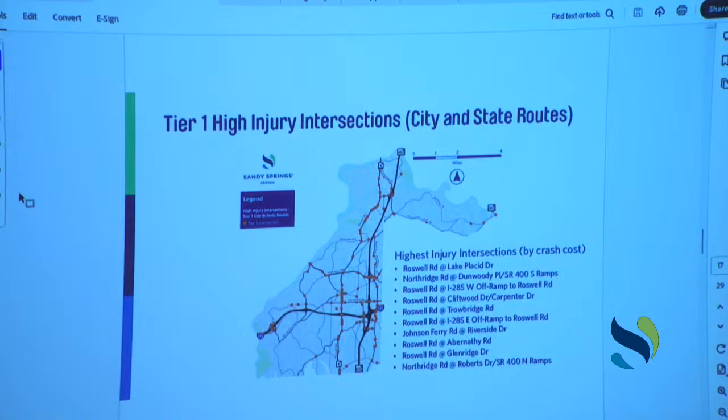Similarly, we are also looking at the high injury intersections, looking at the crashes that occurred on the city and state routes. Similar to the previous slide, most of these intersections are along Roswell Road. There are a few along Northridge Road, Johnson's Ferry, and also a few along Hammond Drive, and also Northridge Road at Roberts Drive and the 400 ramps.